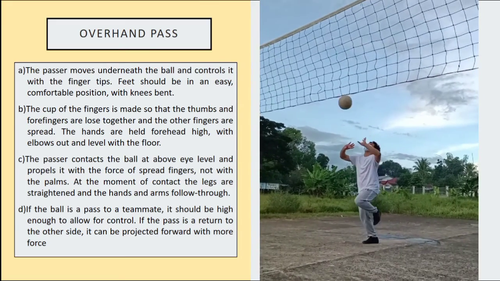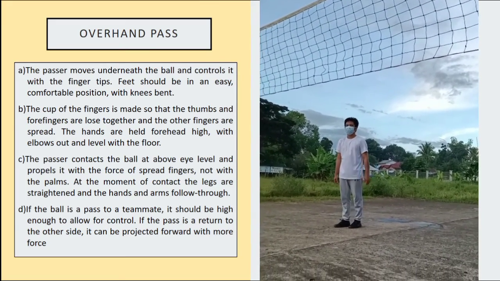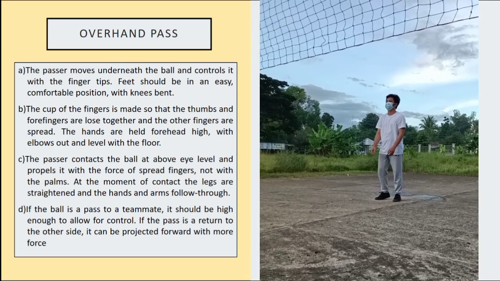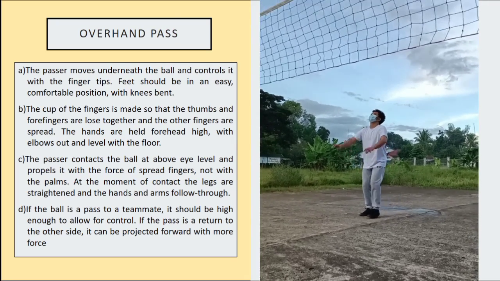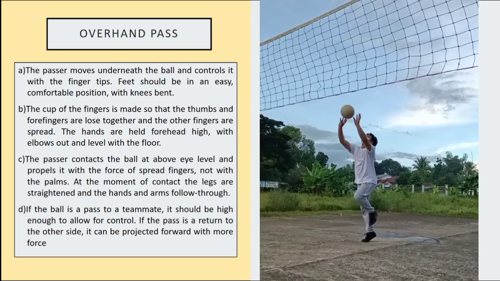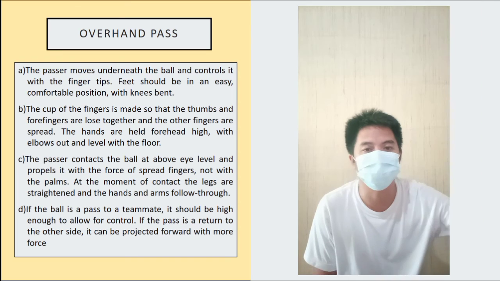The legs are straightened and the hands and arms follow through. If the ball is passed to a teammate, it should be high enough to allow for control. If the pass is a return to the other side, it can be projected forward with more force.